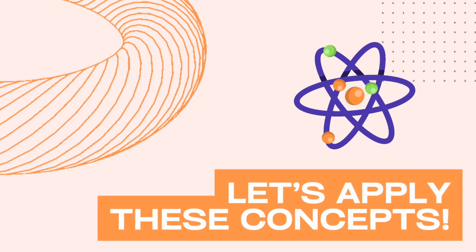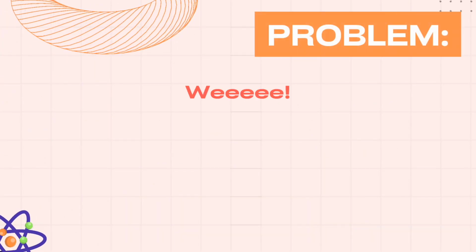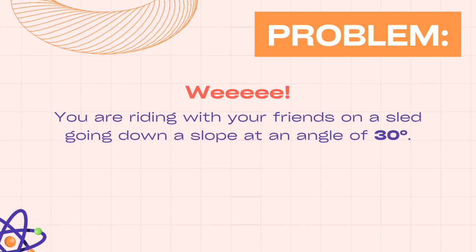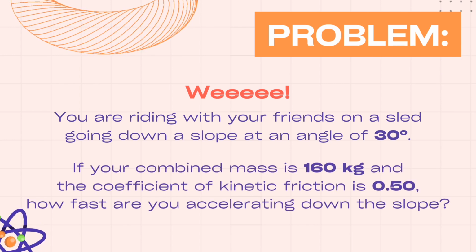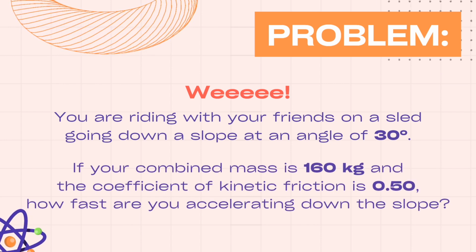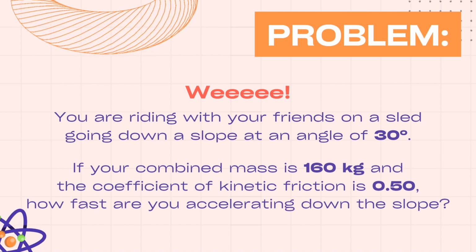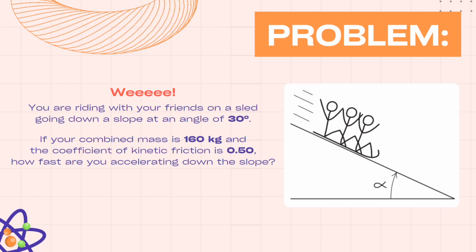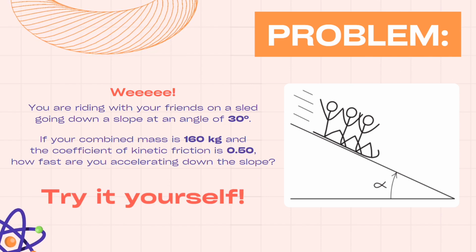Let's apply these concepts. You are riding with your friends on a sled going down a slope at an angle of 30 degrees. If your combined mass is 160 kilograms and the coefficient of kinetic friction is 0.50, how fast are you accelerating down the slope? So, how about you try this for yourself? Pause if you want, and I'll leave a countdown before discussing the solution.